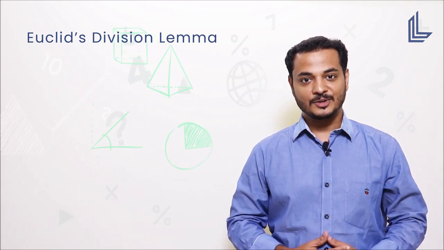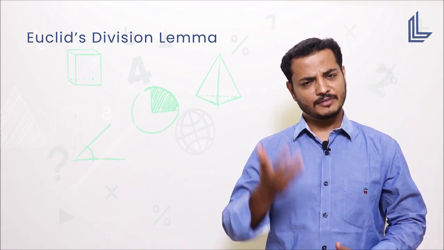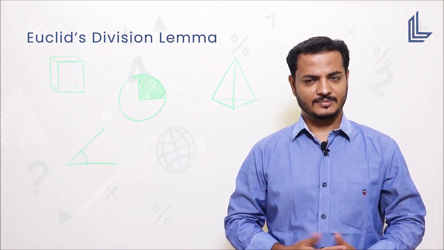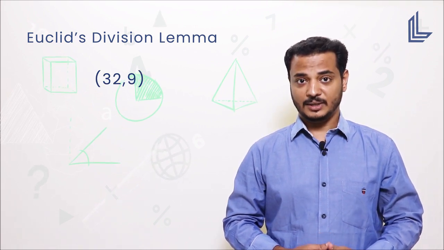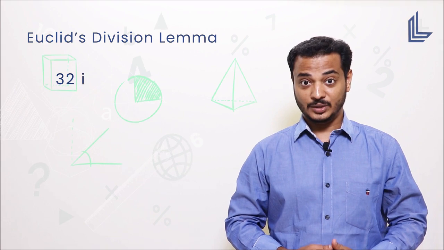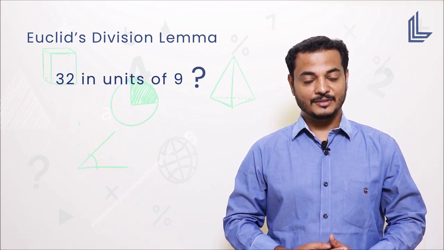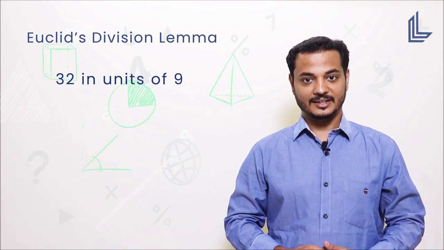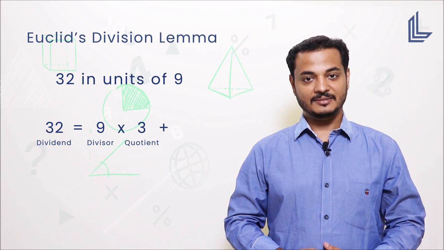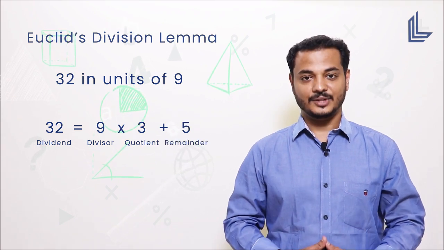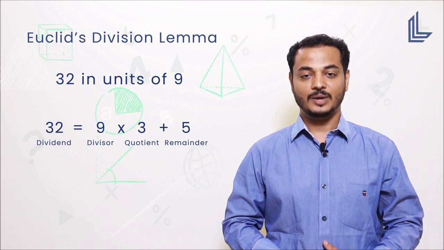Let's seal the concept of Euclid's division lemma by looking at few more examples. Think of any two positive integers, let's say 32 and 9. By applying Euclid's division lemma, can you express 32 in units of 9? Of course you can. When you do that, you can write 32 as 9 times 3 plus 5. That is it. You have just applied Euclid's division lemma for the integers 32 and 9.